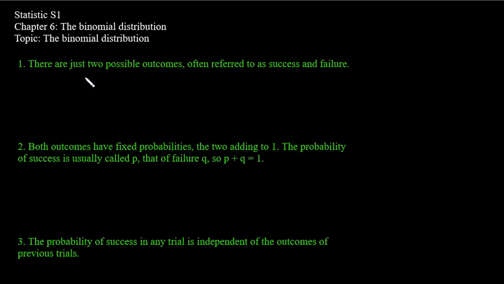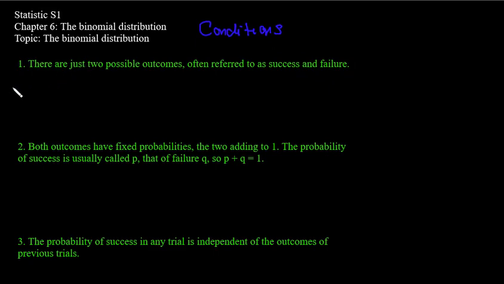So, first of all, I would like to talk about the conditions for a binomial distribution. We have three main things. Conditions here means that when a question satisfies these three conditions, we consider it a binomial distribution question. Our first rule is that there are just two possible outcomes, often referred to as success and failure.